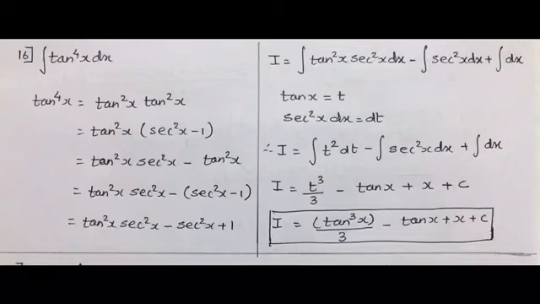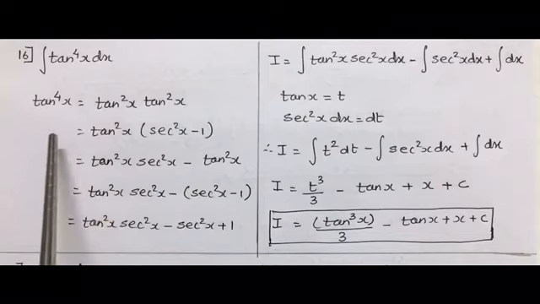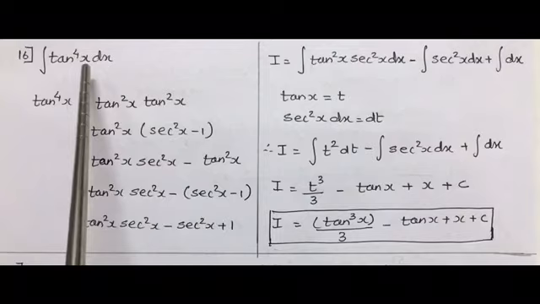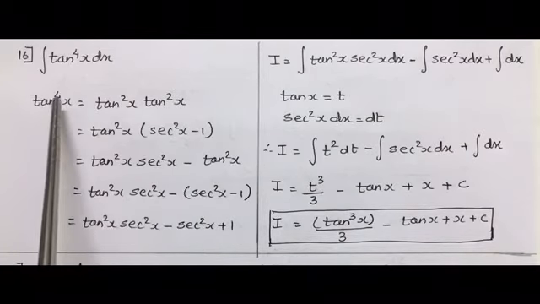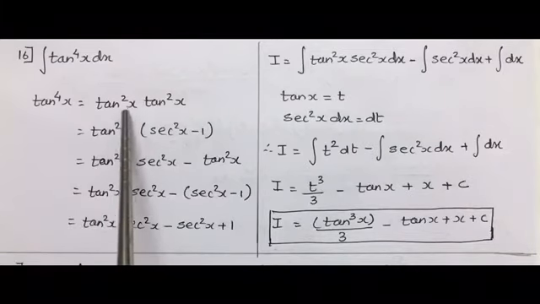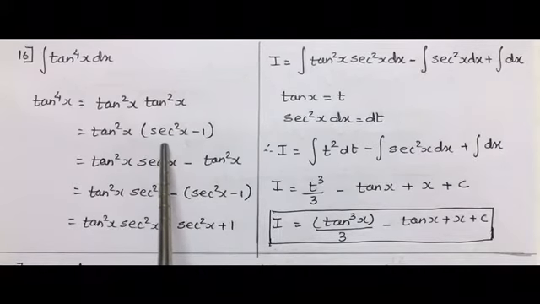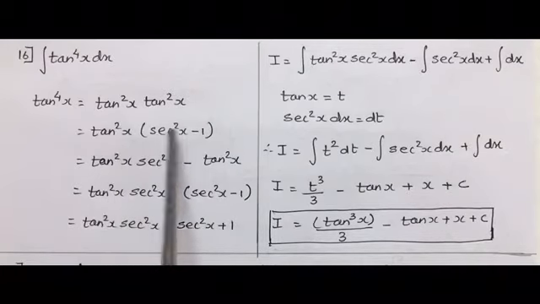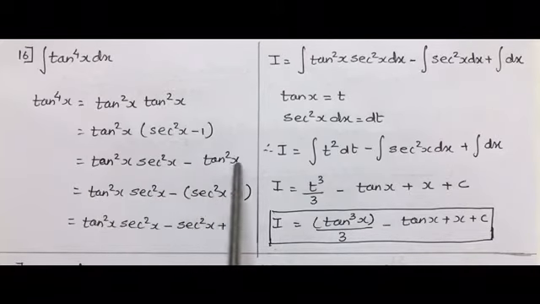16th one is integration tan^4 x dx. Now there is no direct integration of tan^4 x. So we need to simplify this tan^4 x as tan^2 x into tan^2 x. One of the tan^2 x is taken up as sec^2 x minus 1. Multiplying tan^2 x with both, we get tan^2 x sec^2 x minus tan^2 x.